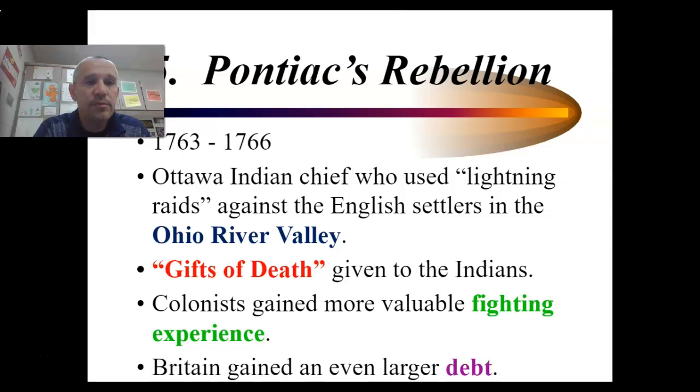But really what Pontiac's Rebellion did is, once again, it gave the colonists valuable fighting experience. And once again, Great Britain gained an even larger debt. They just got off of a 9-year war with the French and Indian War. Now they have to fund this 3-year Indian uprising out in the Ohio River Valley. So England was racking up some war debt pretty quickly.